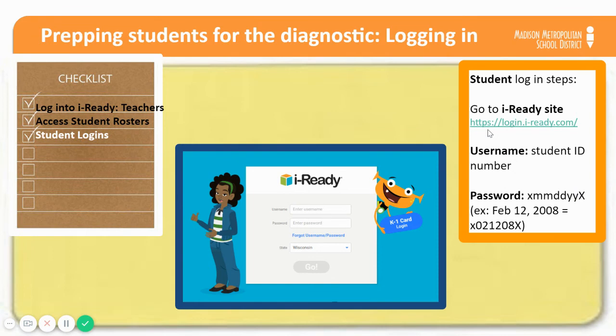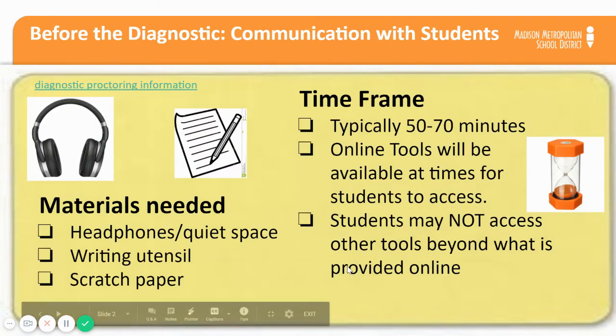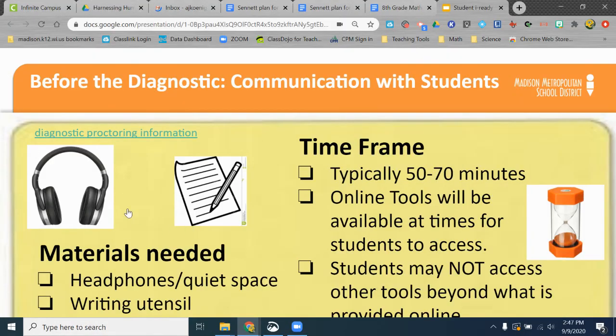Next slide, I believe, is materials. Yes, so you will need headphones in a quiet space, so try to find that place in your house. Get yourself some paper and something to write with. And again, I talked about the time, about how long it might take you longer. Online tools are available, and you're not supposed to get your own personal calculator out if it says don't use a calculator at this point. So that is a brief rundown of what we are going to be starting with next week.